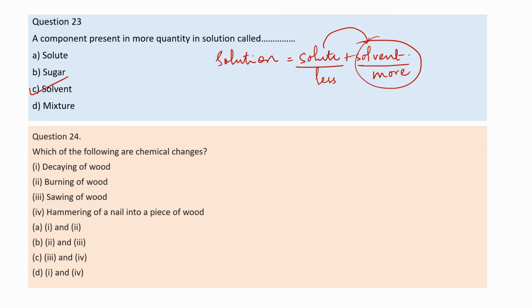Next question is, which of the following are chemical changes? Decaying of wood, yes, it is a chemical change. Burning of wood, yes, it is a chemical change. Sawing of wood, no, it is a physical change.